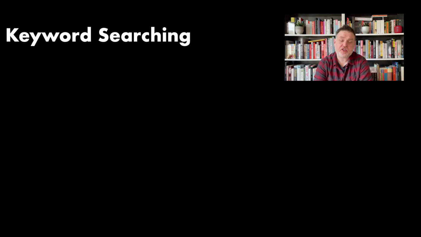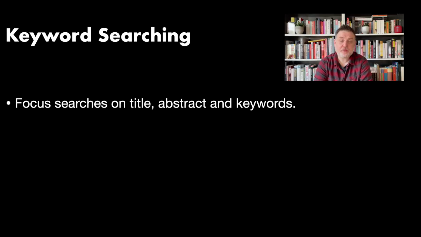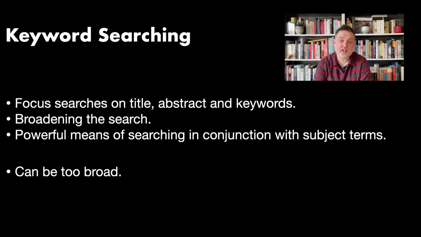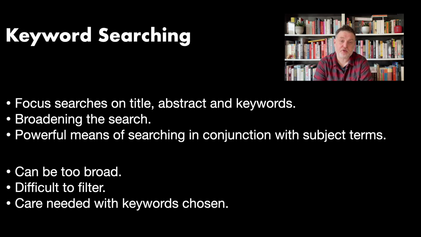Another approach to searching is to use keywords. Using keywords to focus on specific areas, for example the title, the abstract or the author keywords, can be an effective way of broadening your search and bringing in papers that may also be relevant to you. When used in conjunction with a subject term, it can be a powerful way to find the articles you need. Keyword searching alone, however, can lead to a large number of results that then require careful filtering using the filters available in the database. It is also necessary to think more carefully about synonyms and related terms to ensure you don't miss relevant papers.